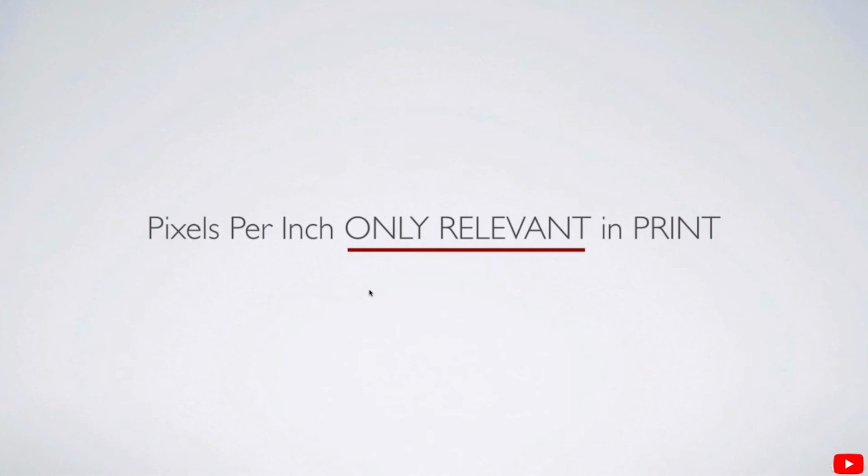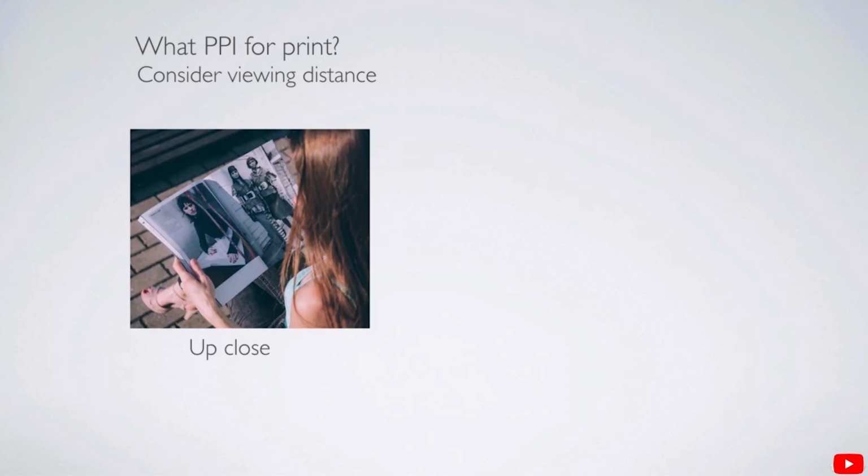Then, what pixels per inch is good for your print? First of all, you have to consider the viewing distance, which is the distance the viewer will be from your print. As we have discussed, a higher PPI will lead to a sharper image. If you are printing, say, an A5 or A4 sized image, and your viewer will see the image up close, then the image will have to have a higher PPI because of the short viewer distance.